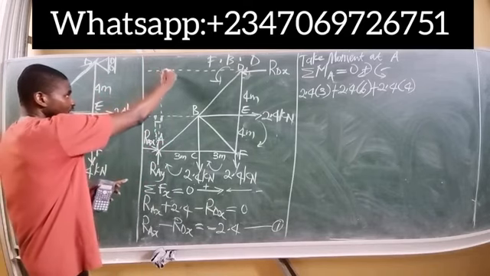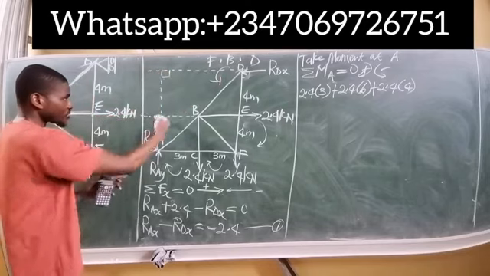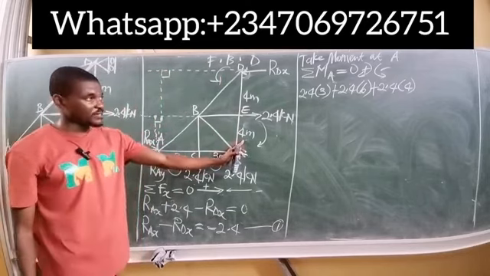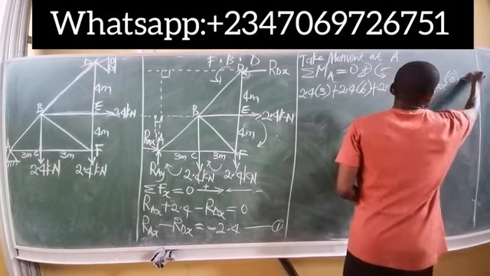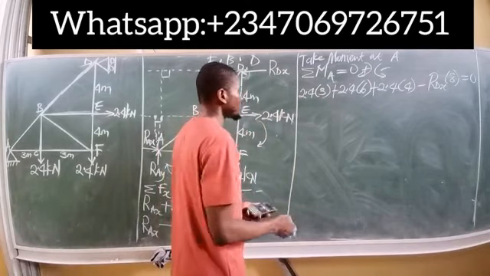This is simply the distance that makes an angle of 90 degrees to the line of action of that force. That distance is simply what? This height. Simply 4 plus 4, and that's 8. So the moment of that force simply becomes minus, because it's anti-clockwise, RDX times 8. And the whole of this is equal to 0. So you have that. So let's now evaluate and see.